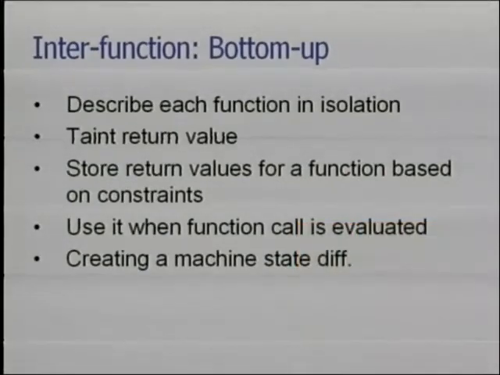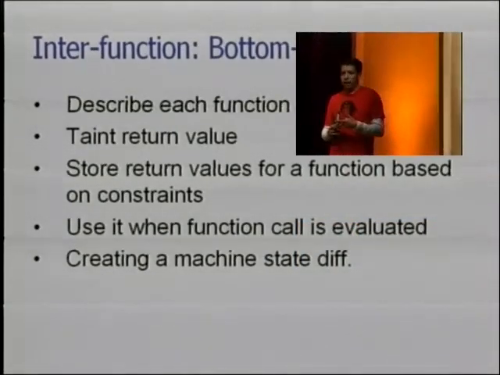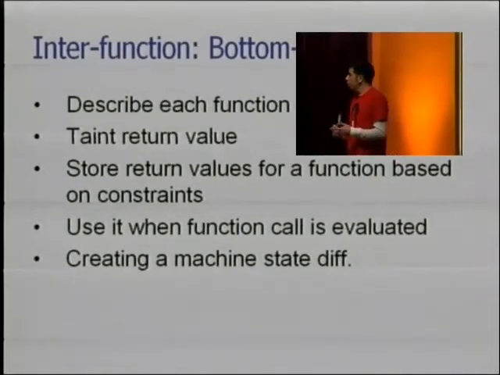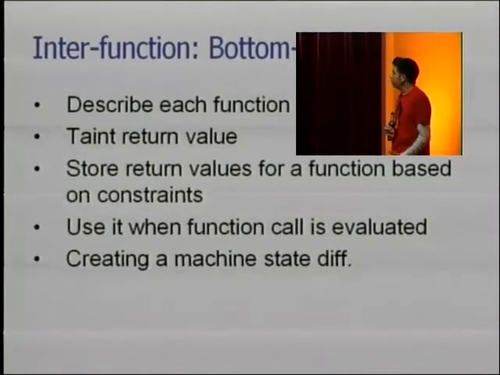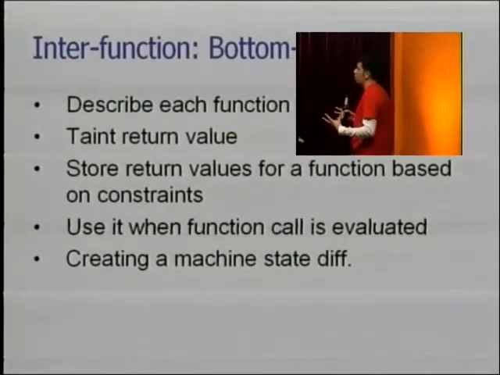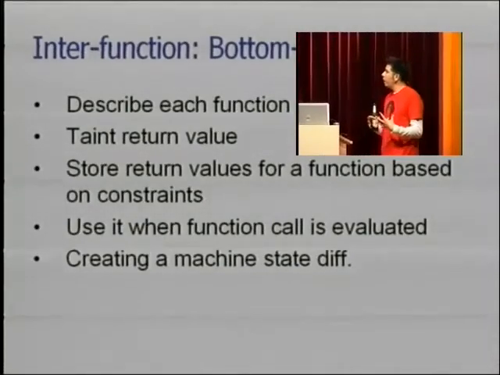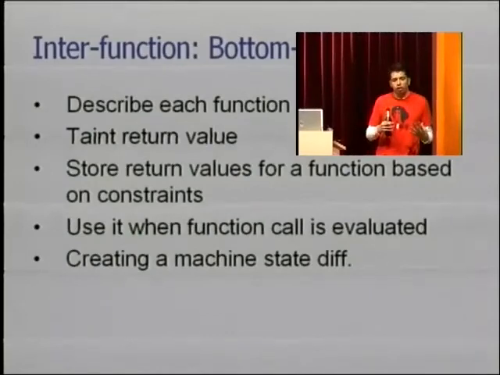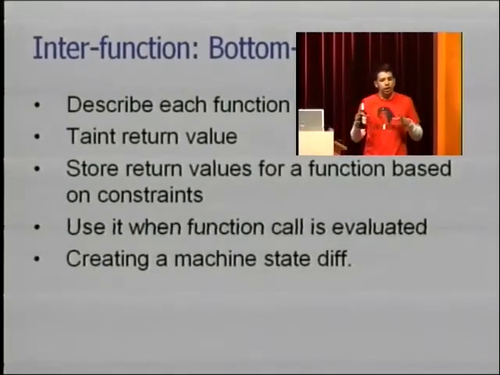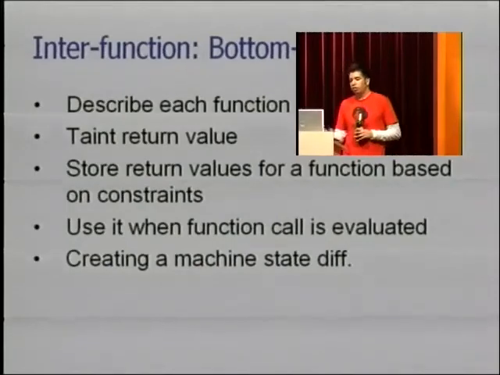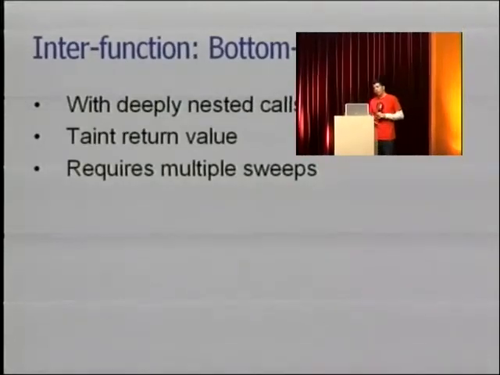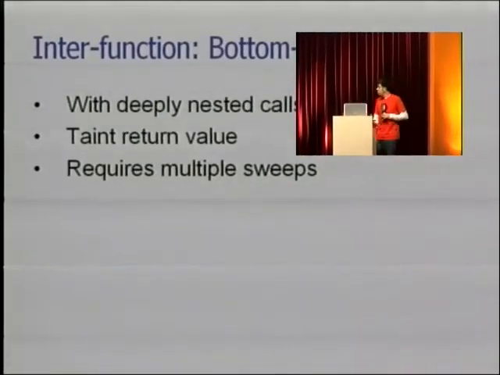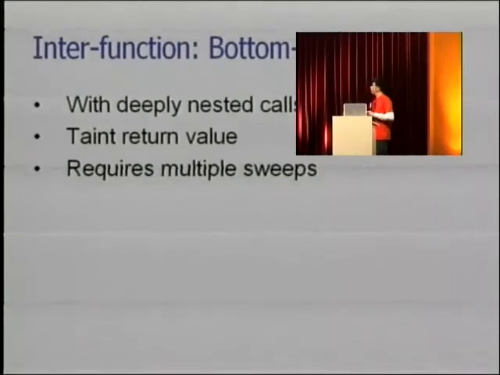You have a machine state. A machine state is like your registers. Even your stack is part of your registers, because ESP, EBP points to your stack. I mean, your stack gets pointed to by these registers, and everything is controlled through there. So if you have this machine state and you can define your function as a transformation of this machine state where you have input and output, kind of like a black box, but you have this expression. This is what bottom up is all about. So it works well for deeply nested calls. You're basically tainting all the return values, but it's going to require multiple sweeps.